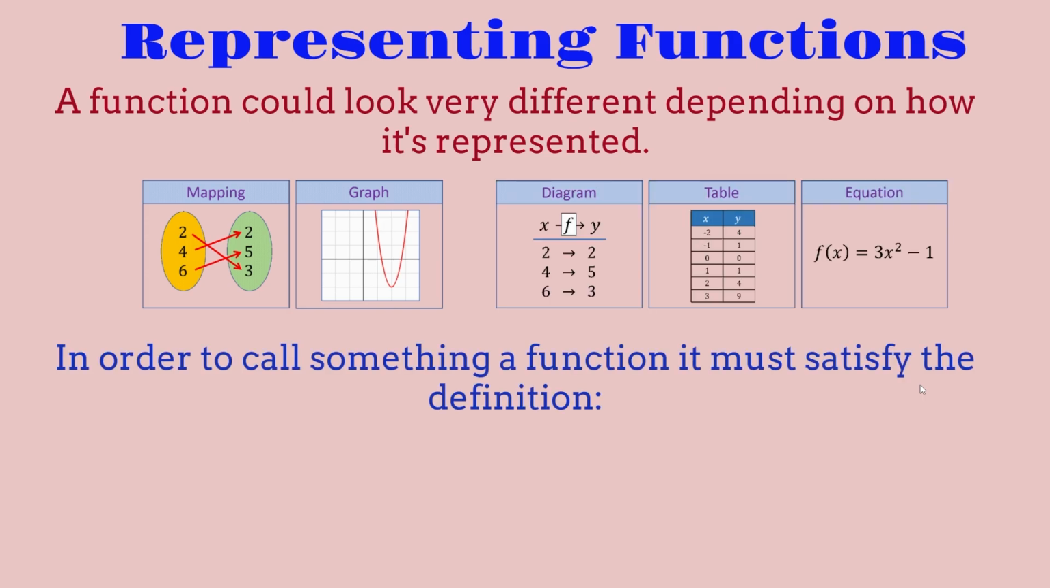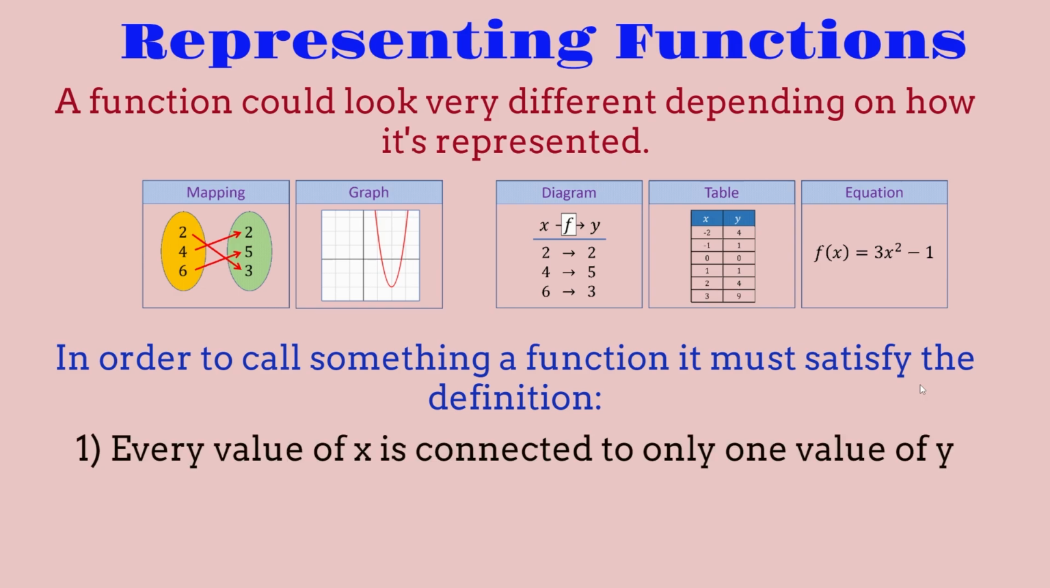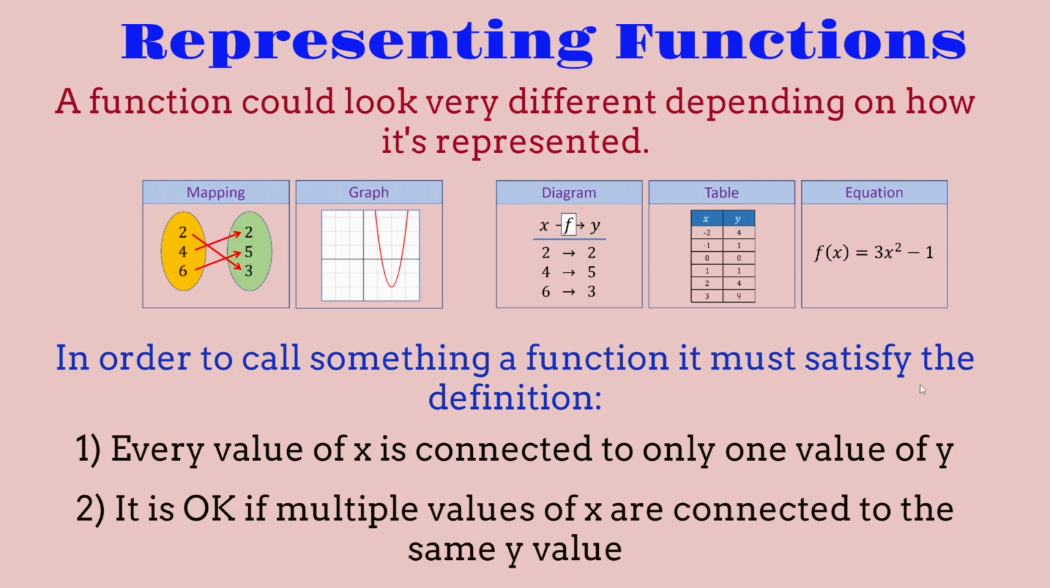So in order to call something a function, it must satisfy the definitions of, first of all, every value of x is connected to only one value of y. As we saw in the previous questions, every value of x has to be connected to only one value of y. If there are different values of y connected to one x, then it is not a function. And for the second part, it is okay if multiple values of x are connected to the same y value. So if we have, for example, 3 and 4 in the input, and they're both connected to the output of 5, that's okay, because each one of them has one y value. But if there were multiple x's that were the same connected to different y values, that's when the function would not be an actual function.